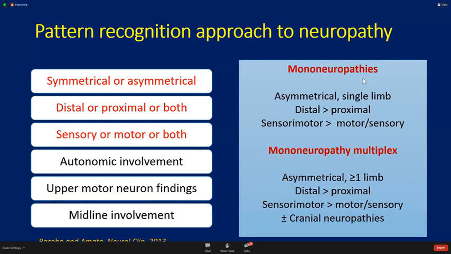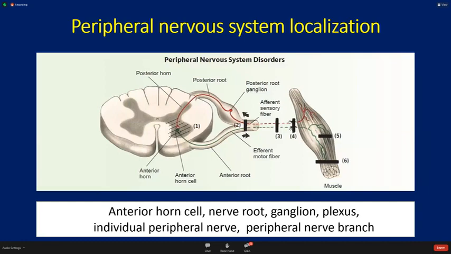So mononeuropathies are asymmetrical and affect only a single limb. Distal is more common than proximal, although the distribution will depend upon which nerve is affected. And a combination of sensory and motor are more common than motor or sensory alone, but that again depends on which nerve and which part of the nerve. We call it mononeuropathy multiplex or multiple mononeuropathies when it is still asymmetrical, but there is involvement of more than one nerve, with or without involvement of the cranial nerves.